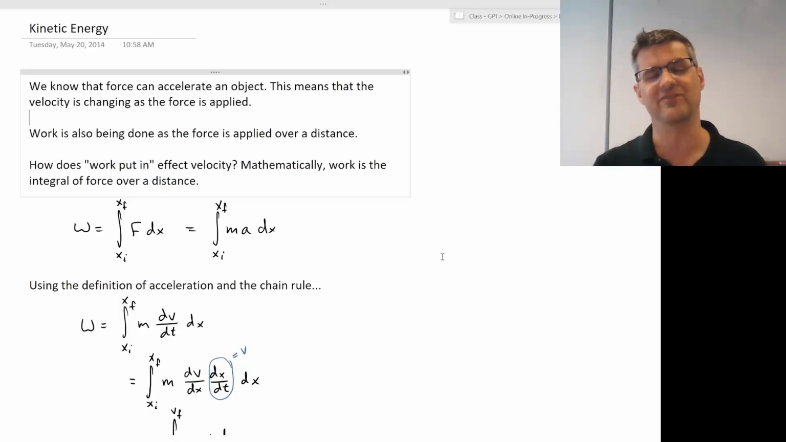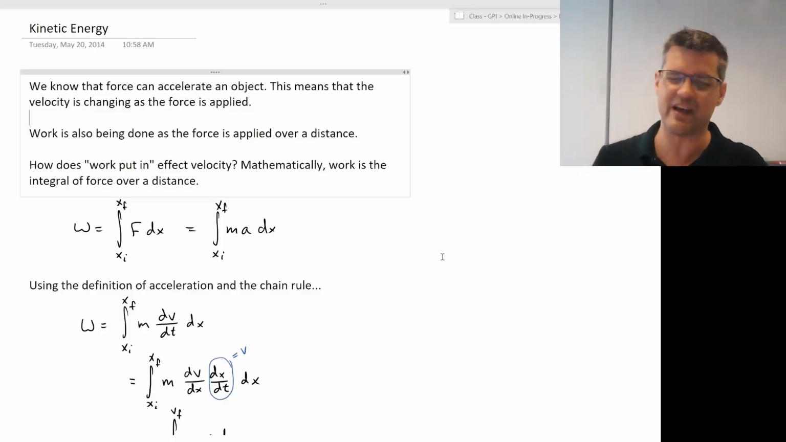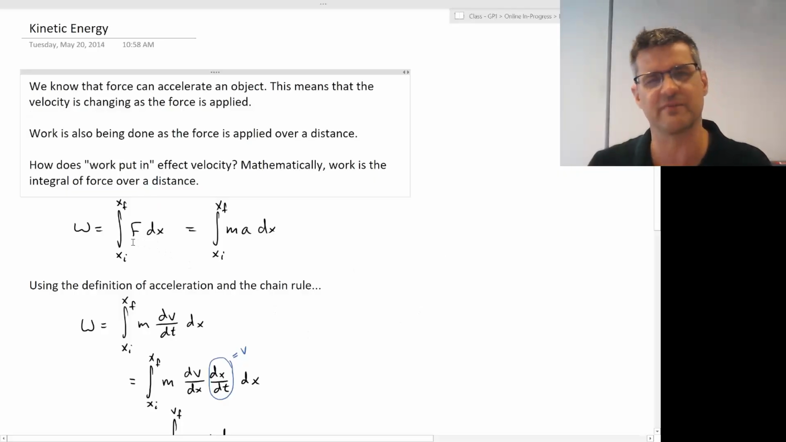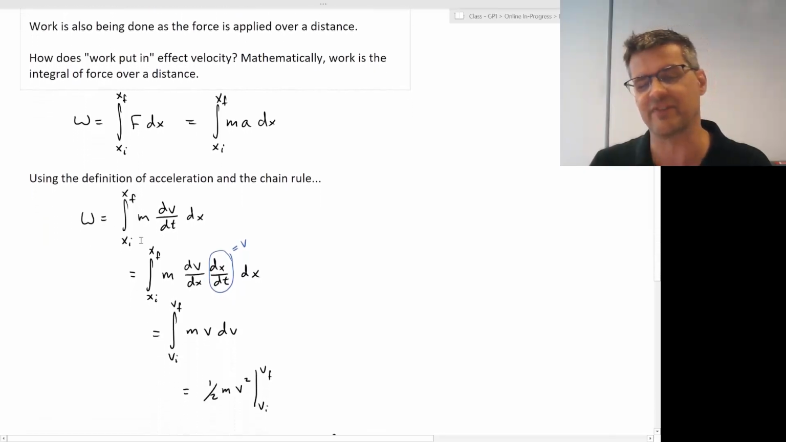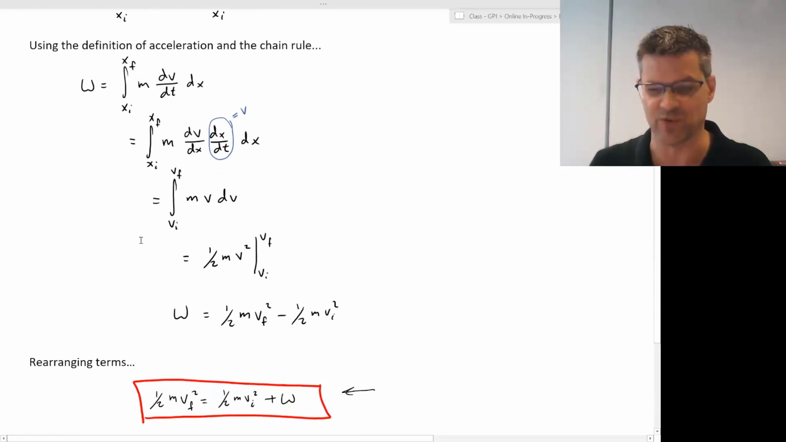So that being said, this leads to a mathematically interesting kind of behavior. Let's say I was applying force over some distance, and force is equal to mass times acceleration. This is net force in this scenario, even though there is no net sitting here. Using the definition of acceleration and a chain rule, what we're really doing is kind of taking the integral of mass times velocity over some range of velocities. And this is just a chain rule thing.